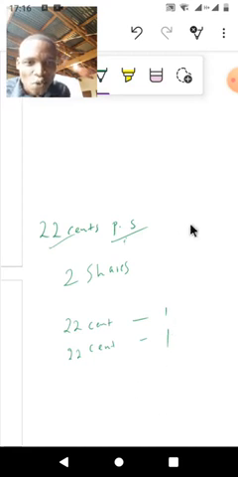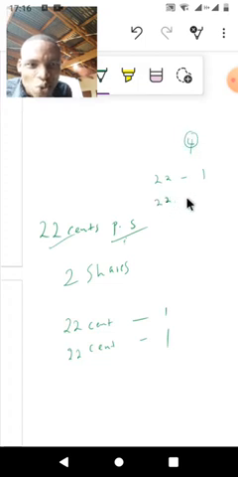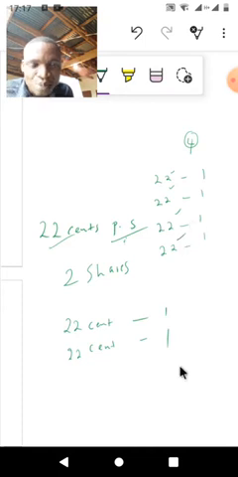If you have 4 shares, you are going to get 22 cents 4 times. 22 cents for one share, another 22 cents for another share, and so on, and that's all you can get. You get 22 cents 4 times.